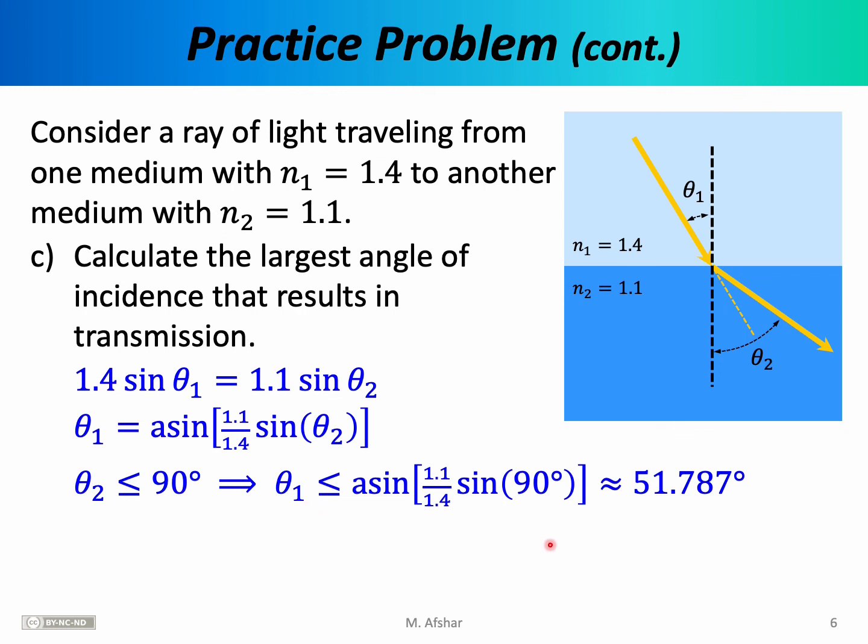If theta 1 is greater than this angle, then there will be no transmission and we will have total internal reflection. This special angle is known as the critical angle for these two media. So the critical angle is that threshold angle between transmission and no transmission. Since sine of 90 degrees is 1, we can always calculate the critical angle by calculating the arcsine of the index of the second medium divided by the index of the first medium.